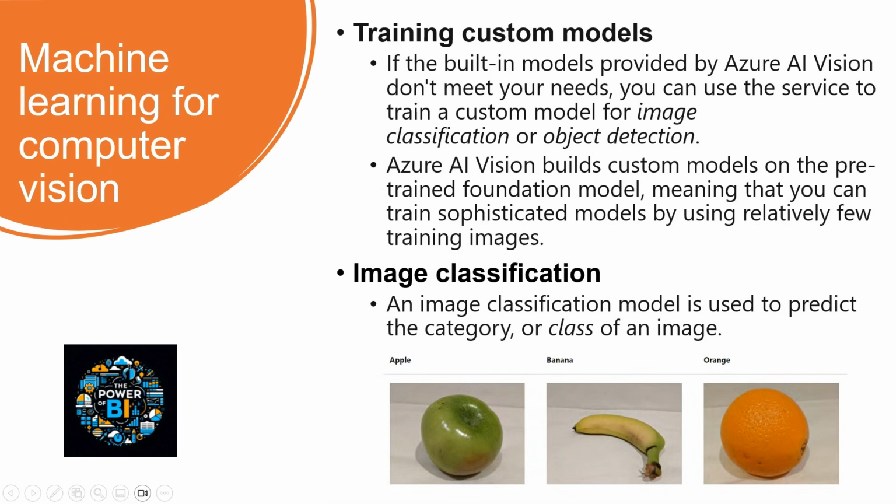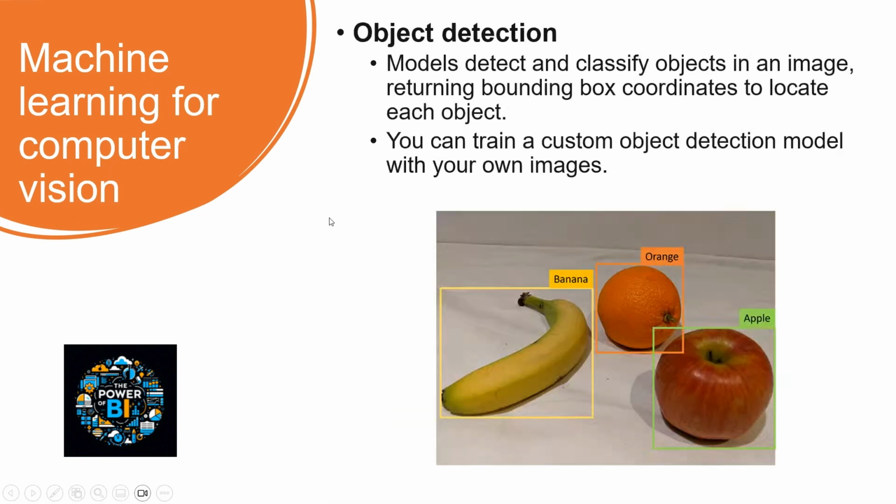You can also train a custom model if the built-in models are not able to fulfill the need. For example, this is giving an image classification of the category or class of an image. It can also do object detection, which classifies an object in an image and also returns bounding box coordinates to locate each object. You can train a custom object detection model with your own images as well.